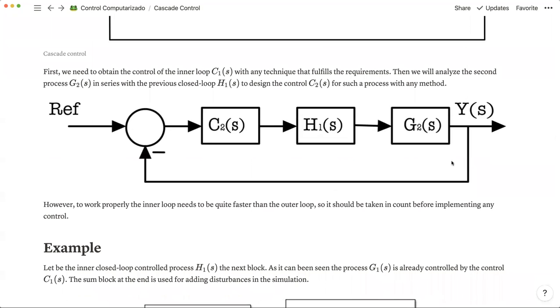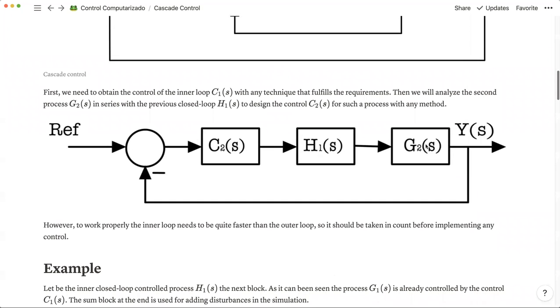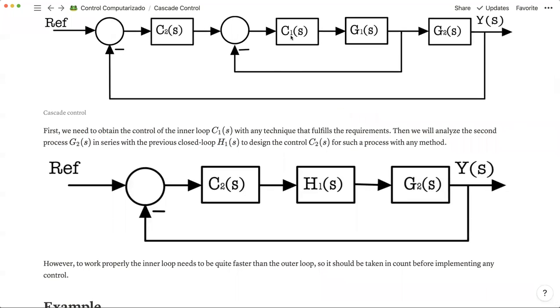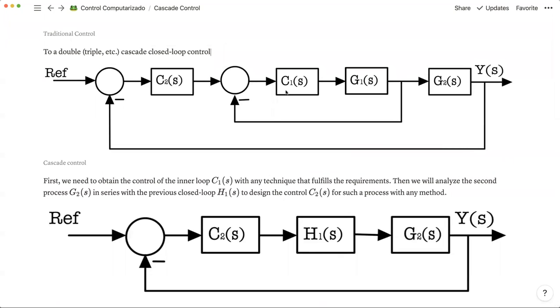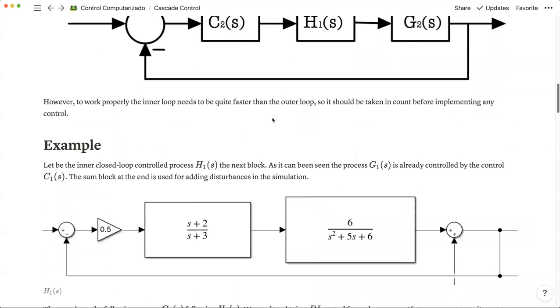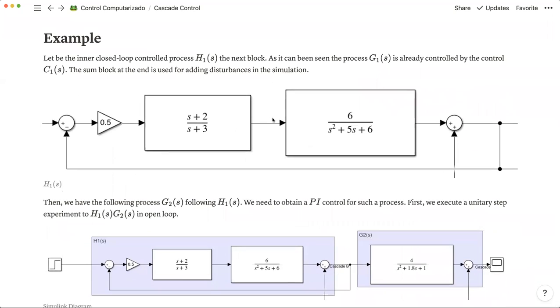Before implementing any control, we have to know that the inner loop needs to be quite faster than the outer loop. So we have to design the C1 control to be quite faster, so the outer loop doesn't need to be so slow.